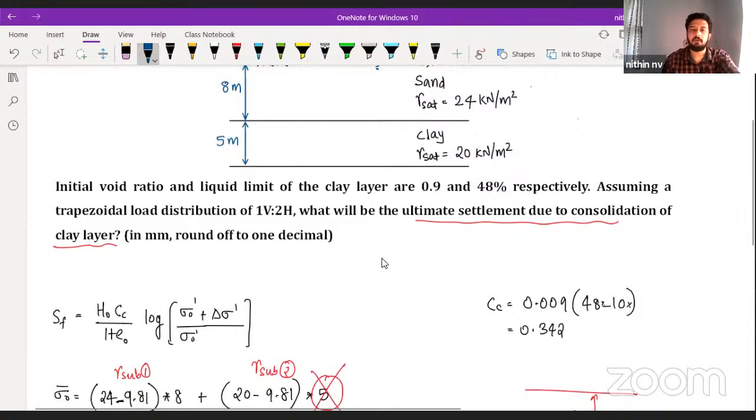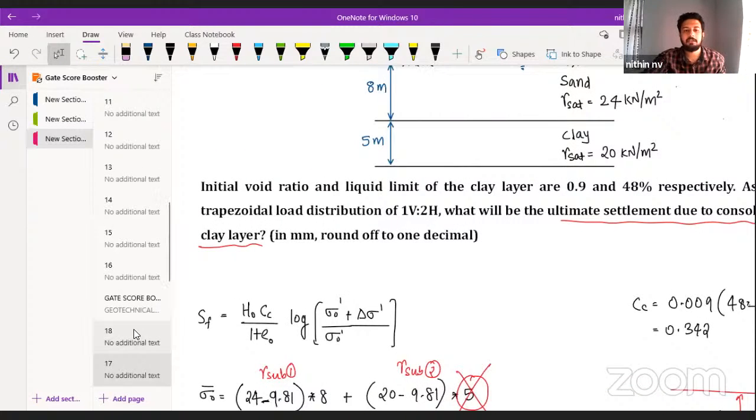Properly listen. Whenever they are giving some load distribution, either they will give it directly in the question. Are you seeing any direct value in the question? No. Or what they can do, they can give you some final void ratio and all.